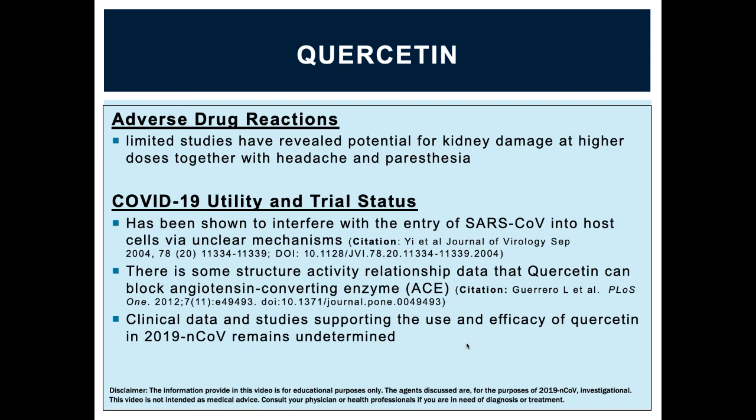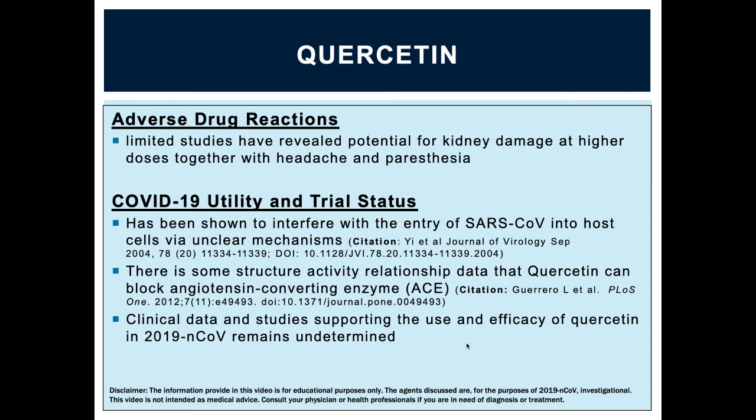Quercetin has been shown to interfere with the entry of SARS-CoV into host cells via unclear mechanisms. There is also some structure-activity relationship data that shows that quercetin can also block angiotensin-converting enzyme. But how blocking ACE translates into effects on ACE2 and effects on the 2019 nCoV entry remain unknown.